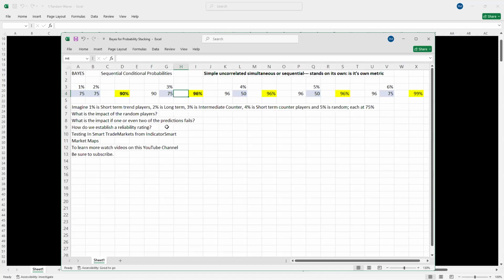So how do we establish a reliability rating for these kinds of things? Well, one of the ways we do it is we use smart trade markers from IndicatorSmart, and we mark on the chart what different indicators are doing, and we get a metric on it. For years, in the first years of the room, we couldn't get much of anything above 84%, but these days 90 and 94% are not uncommon. If you get 94% into one of these, it skyrockets pretty quickly. It's not a guarantee, but that's how we do it.